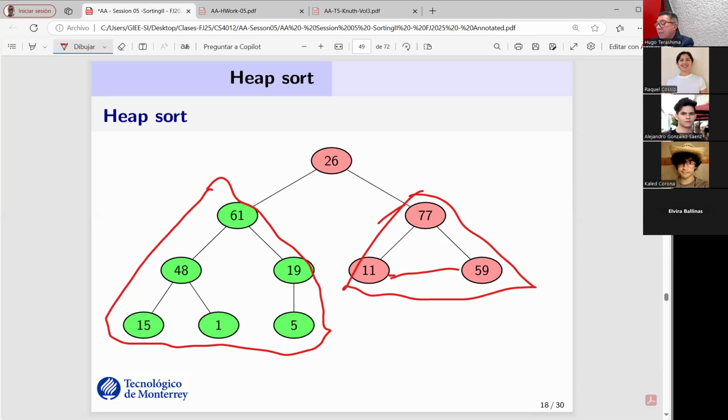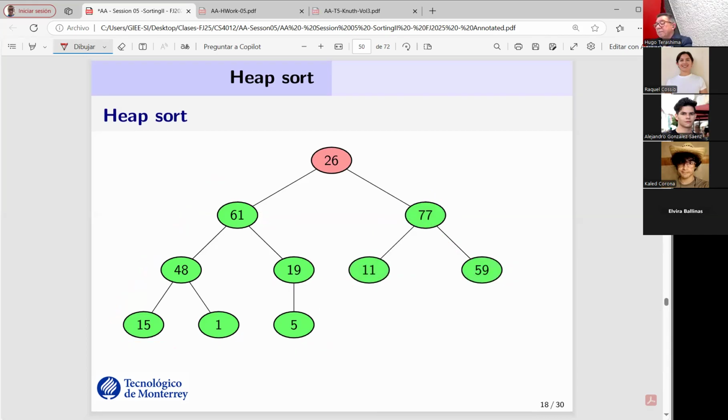This compares against this one, and then against 77, but 77 is the largest, so it's going to stay there. Okay, so that's the next step. And now we compare these two. We take the largest, we compare against 26. So 26 is going to move down, but before you do that, you compare against the other two elements, the largest of the two elements here, and then it's going to move 26 here and 59 here. So it's going to look like this.